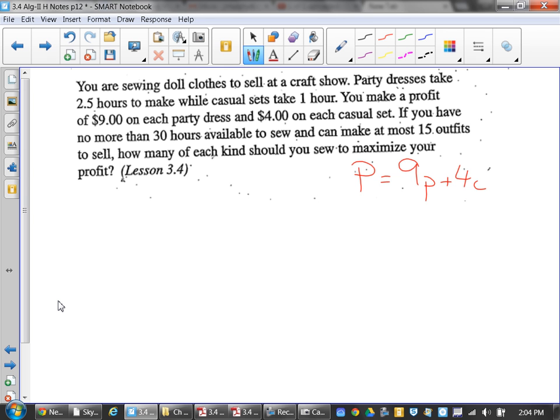It gave me 2 sets of constraints. It talked about the total amount of hours that I have to work with and the total number of dresses I can make. What is the most amount of time that I have? 30 hours. I have no more than 30 hours. So can I go up to 30 hours? Can I include 30 hours?